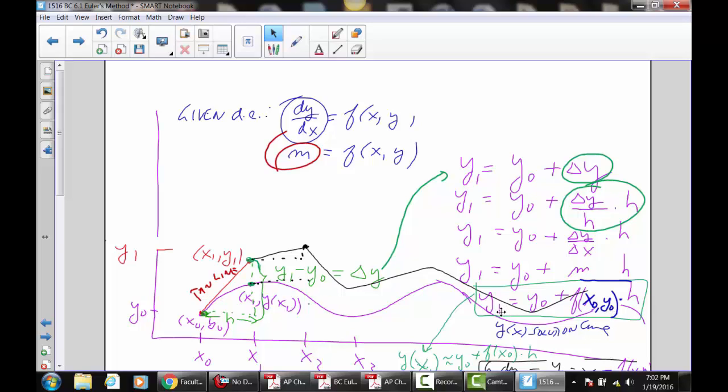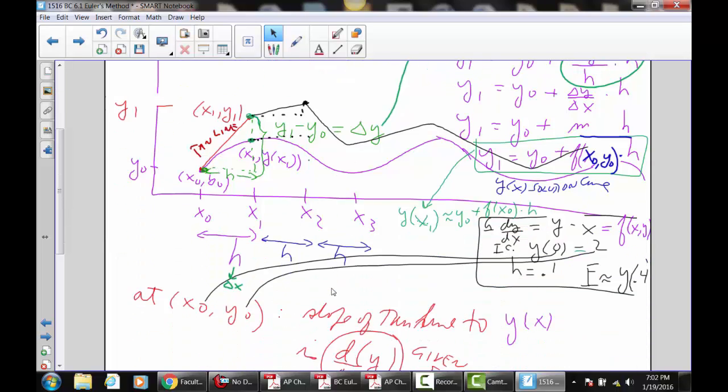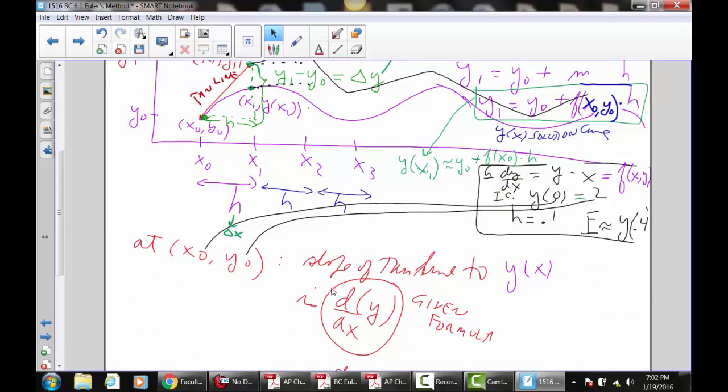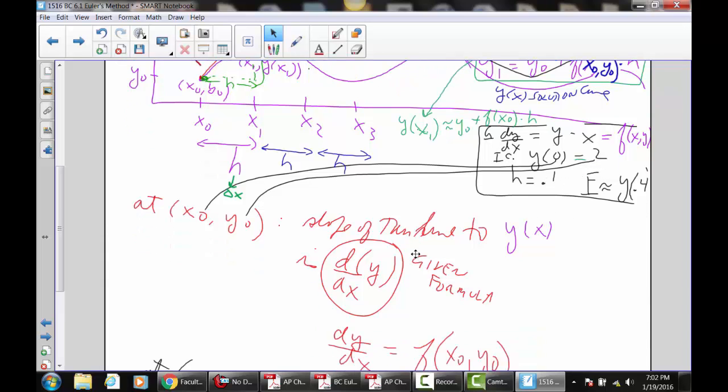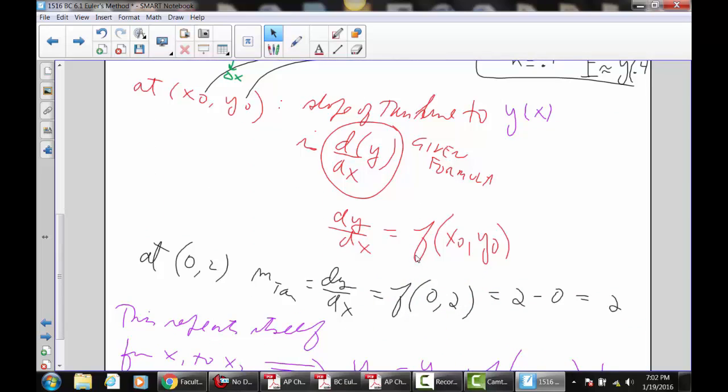So my y1 value is my y0 value, which I was given, plus the slope, f of x0, y0, times whatever my h is, which is this little number that you'll be given. Okay? All right, so again, they're going to give you a differential equation. They're going to give you an initial condition. They're going to give you a value of h, and they're going to ask you to find f of something or other. Okay?